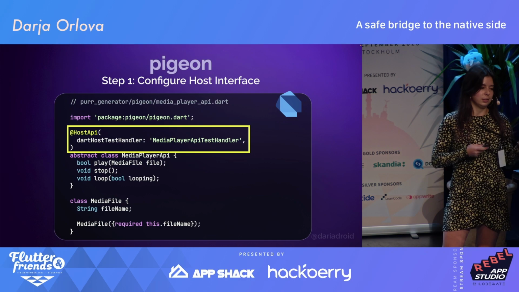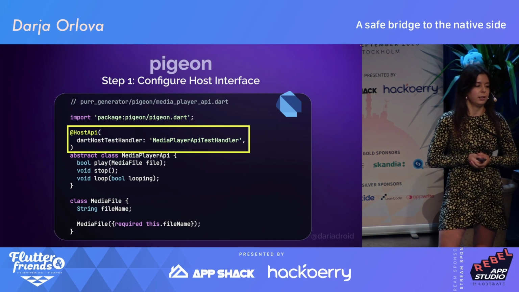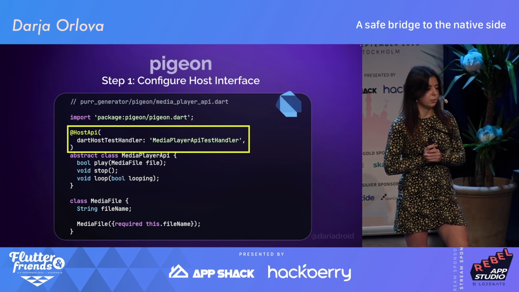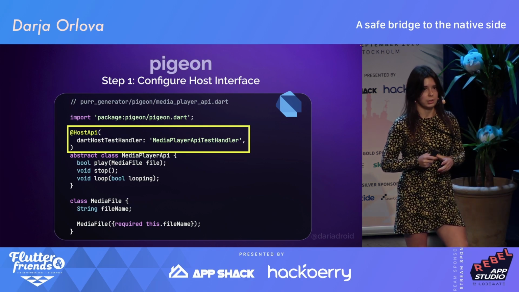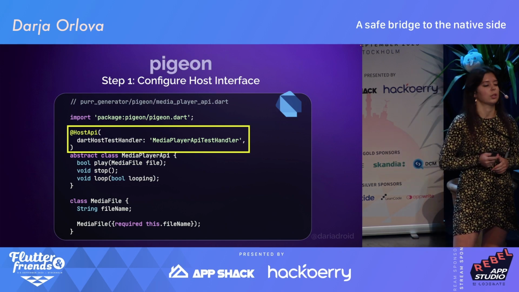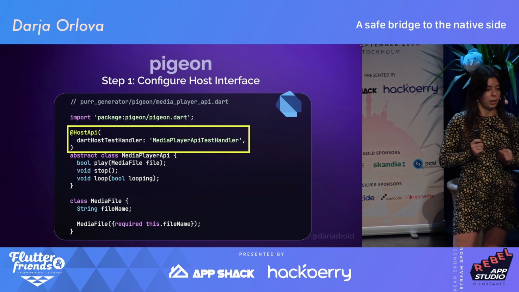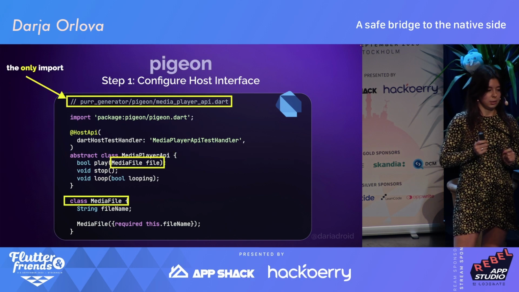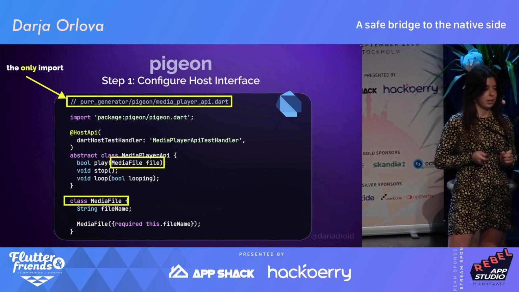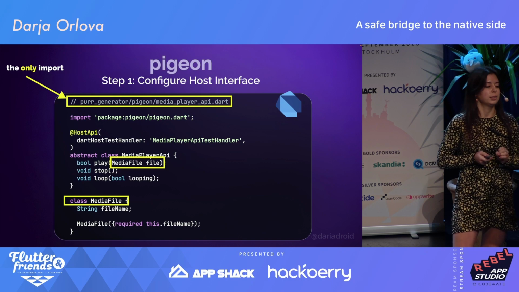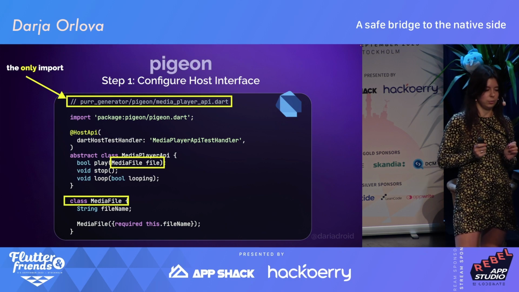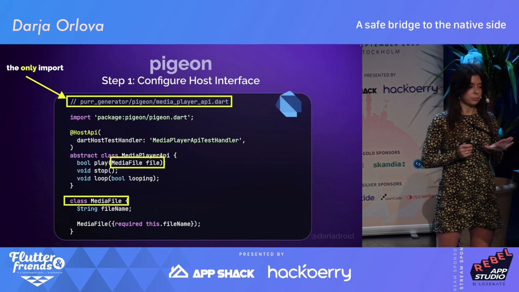We specify the interface with the HostApi annotation, and there's also one special parameter called dartHostTestHandler, which we can use in order to generate a test implementation too, but we will talk about that a bit later. So we describe the interface that we want: a MediaPlayerApi, which has 3 methods: play, stop, and loop. And we want to pass a class called MediaFile to the play method.